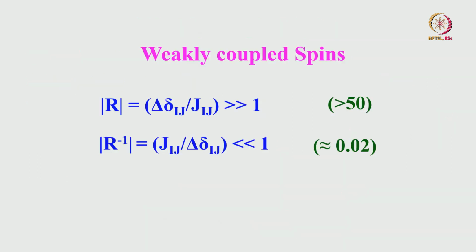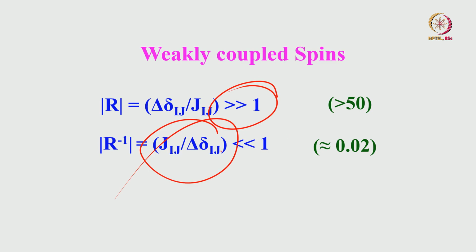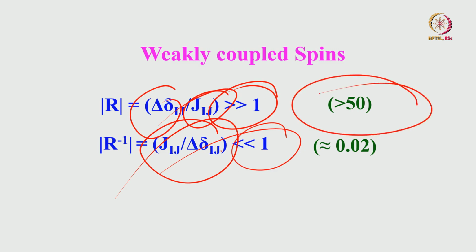What are the weakly coupled cases? This is the general rule. Remember, delta over J should be very much greater than 1, or if you take the reverse, J over delta should be very much smaller than 1. Usually, it is not always the case. The general convention is if the chemical shift difference over J is 50 times more. For example, I measure the chemical shift difference between two protons, also measure the J coupling, divide one by the other, and if this ratio is more than 50, then it is weakly coupled.